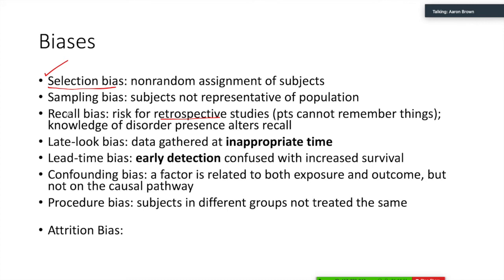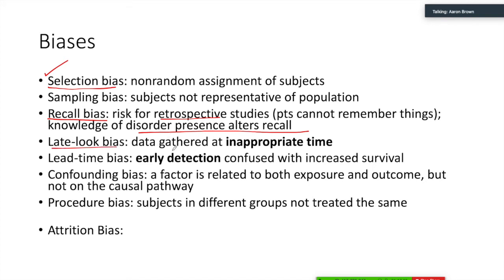And so recall bias is a patient-generated bias where we are asking for information that can be fudged. Knowledge of the disorder can alter the recall. Mothers know their kid has ADHD and they're going to say, oh yeah, I probably did have aspirin. My kid has ADHD, so maybe that's why, right? Now we're making assumptions about it, and that really is not going to be a good research study.